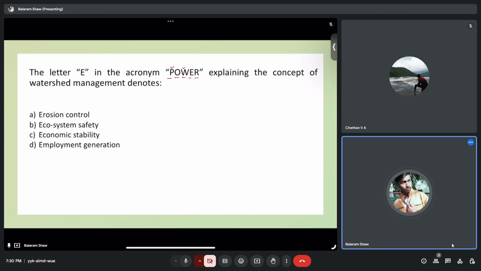Then we also have E, which is the question here. So E can be erosion control, employment generation, economic stability, ecosystem safety. So for now, we have all these options correct. Then we have R also. What is R? R is rainwater harvesting, recharge of groundwater, then some recreational methods, reduction of siltation, reduction of drought hazard, and so on. Okay, so for this, the correct answer will be all of these.